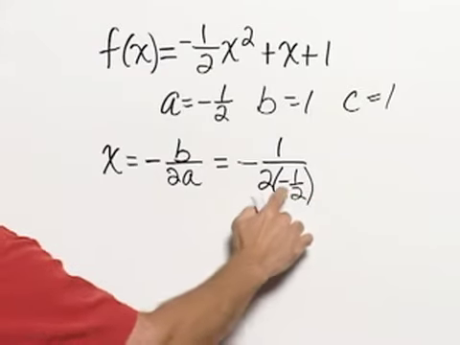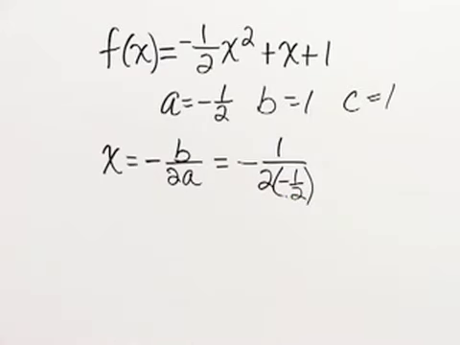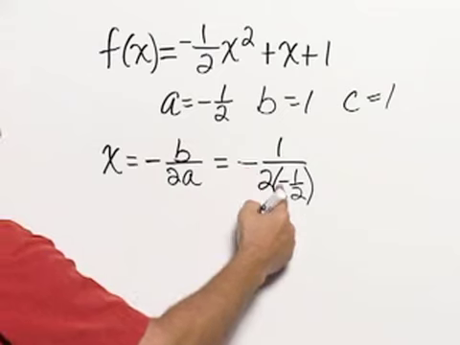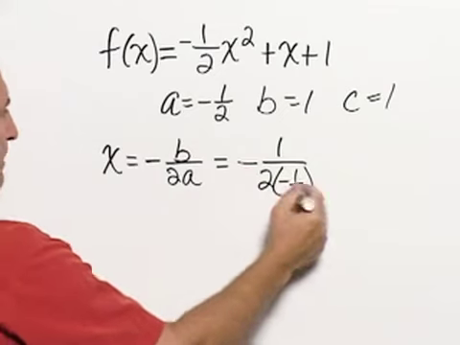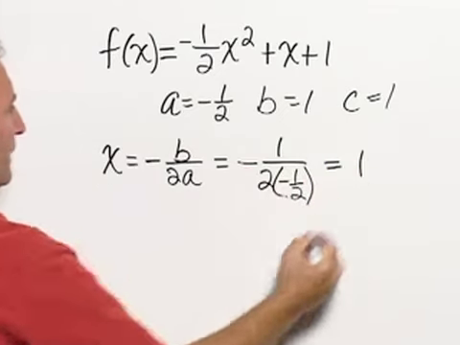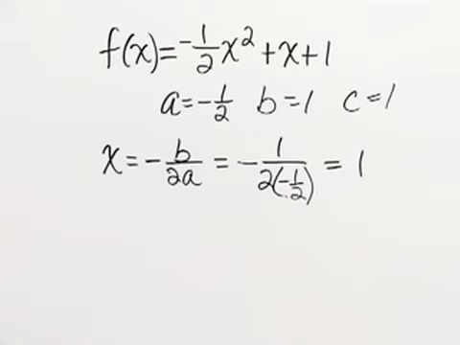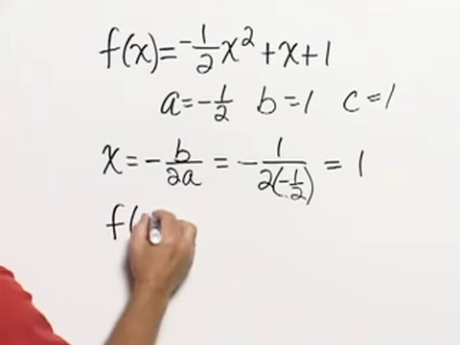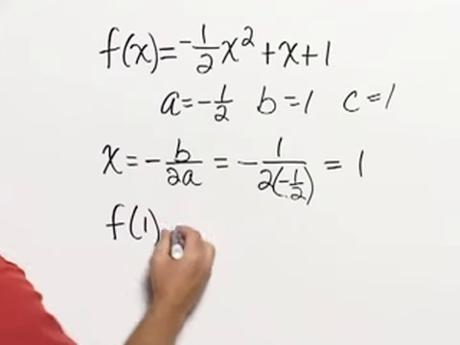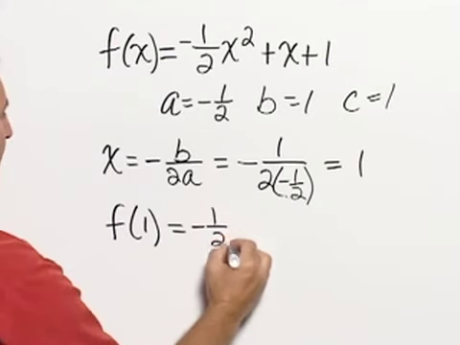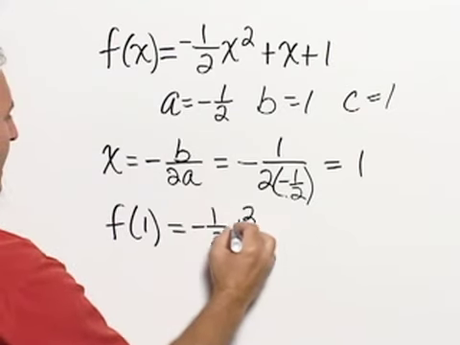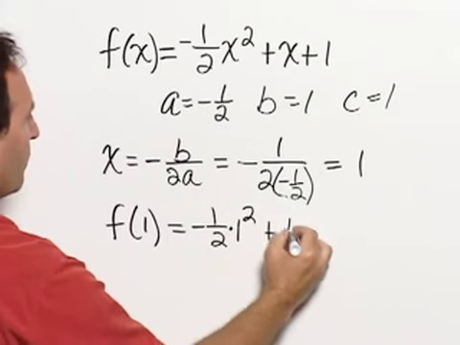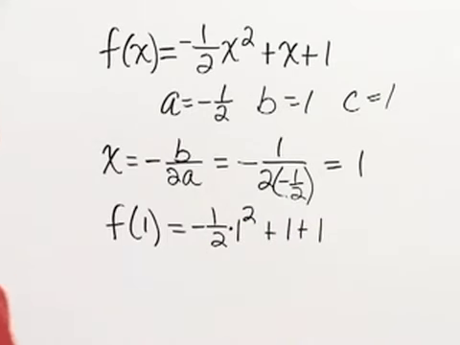Of course, 2 times -1/2 is -1. A negative divided by a negative is going to be positive, and 1 divided by 1 is 1. So the x-coordinate of the vertex is 1. To find the y value, we substitute 1 in place of x. So we have -1/2, 1 squared, plus 1 plus 1.